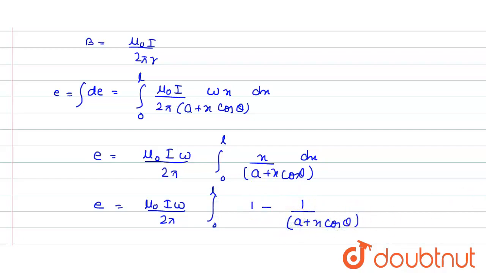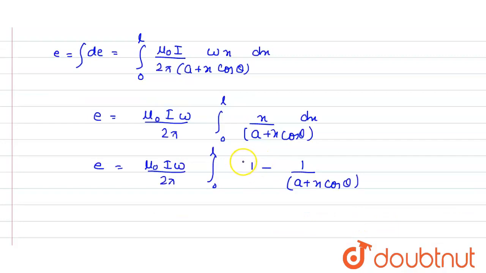Okay, then what we do, we just divide it by cos theta, so dx divided by cos theta. So there would also be a here. Okay, there would be a here. Now if we take the LCM, what would it be? It would be a plus x cos theta.